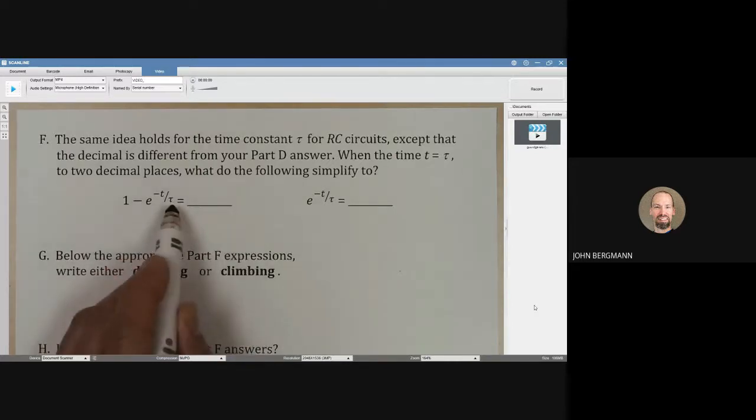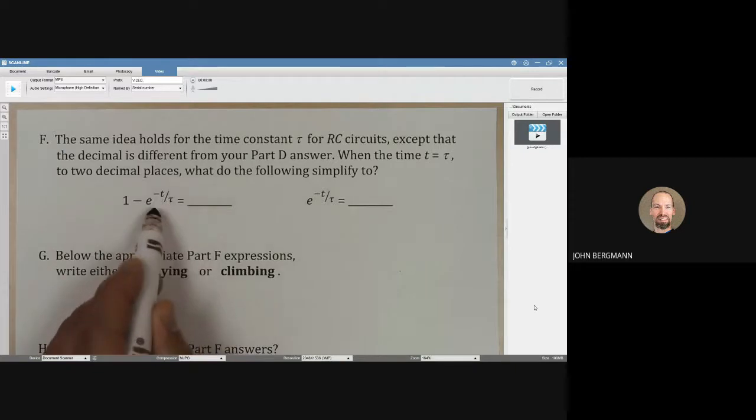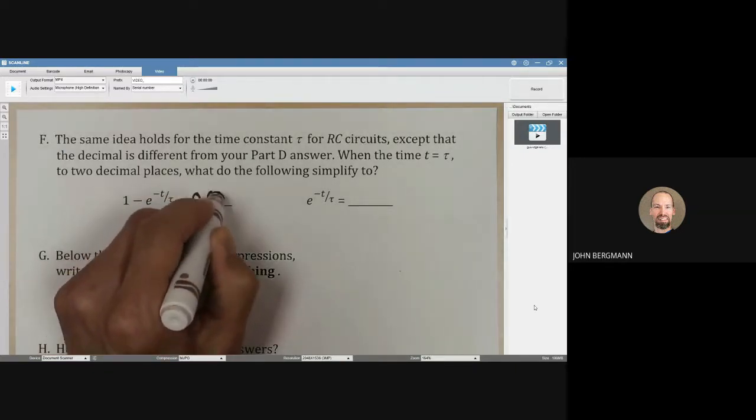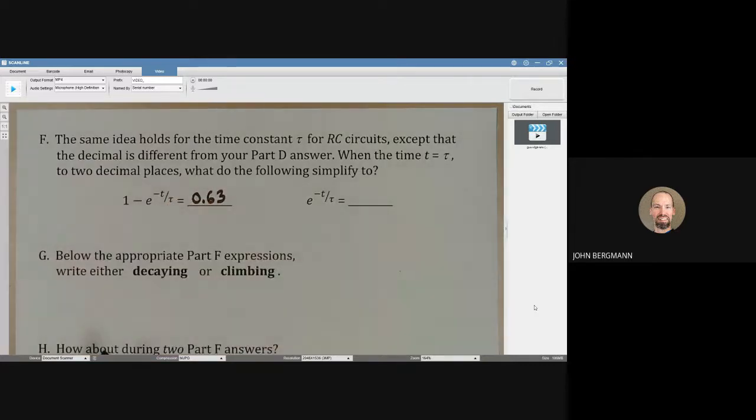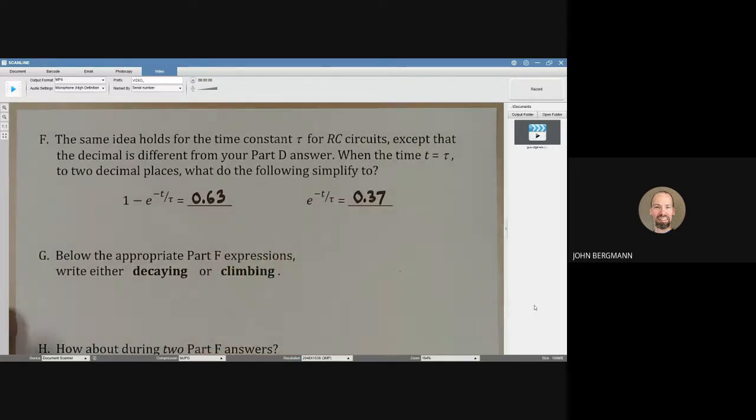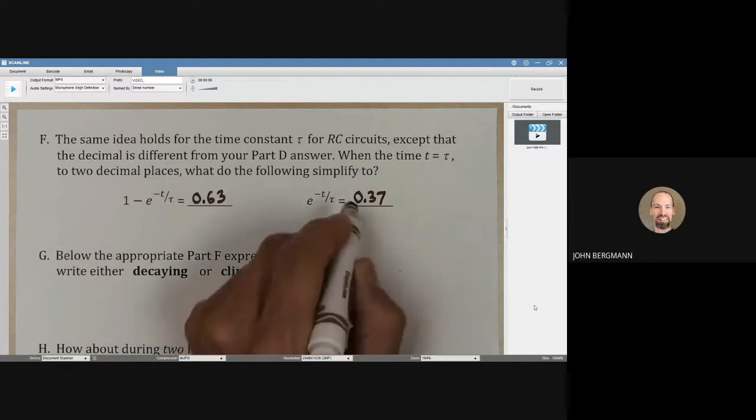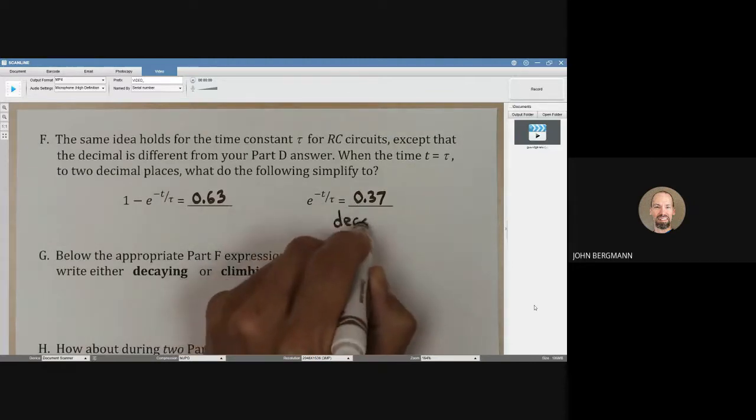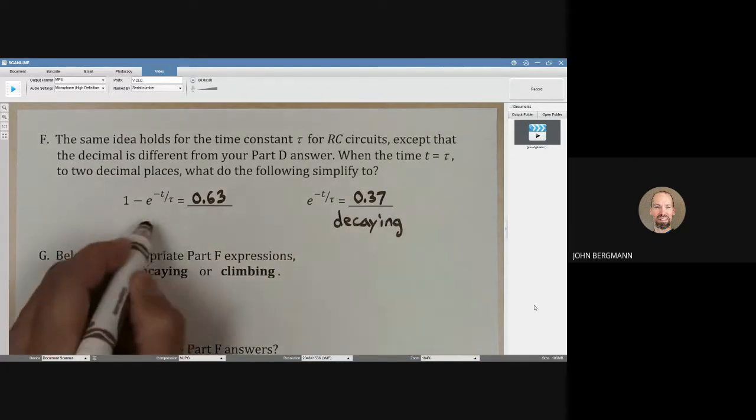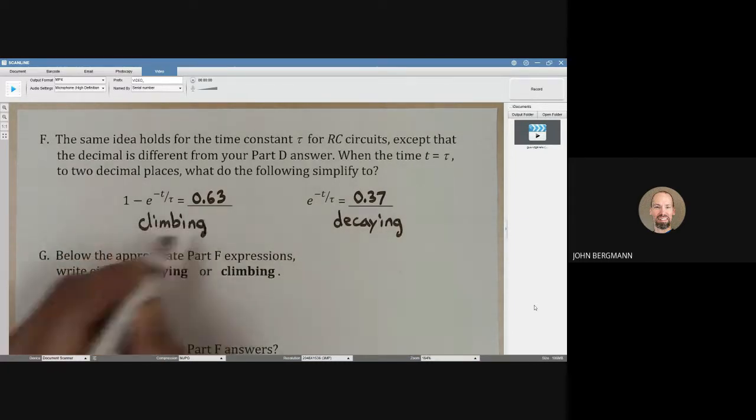When the time is equal to tau, this is e to the minus 1. And if you type that into your calculator to two decimal places, that fraction comes out to be 0.63. And that fraction comes out to be 0.37. Again, two decimal places. Which one of these is decaying and which one of these is climbing? Well, we know that this is the decaying one, and whenever it has the pattern 1 minus e to the minus something, that is a climbing graph.